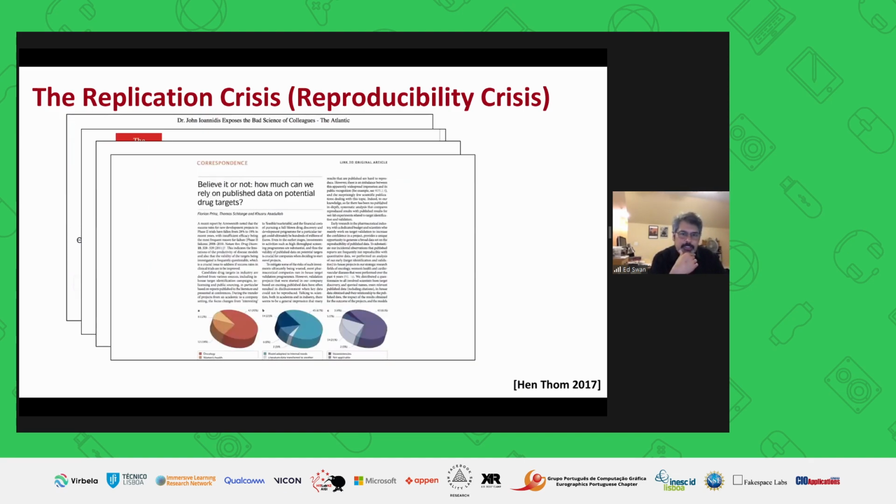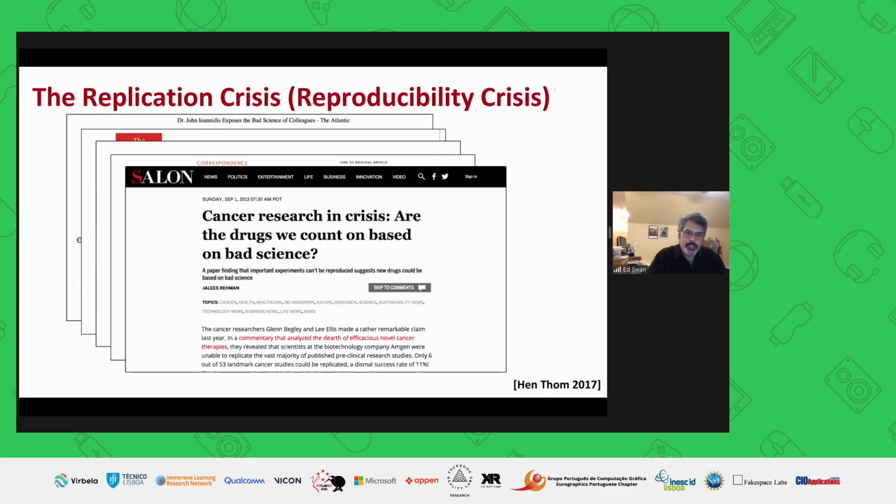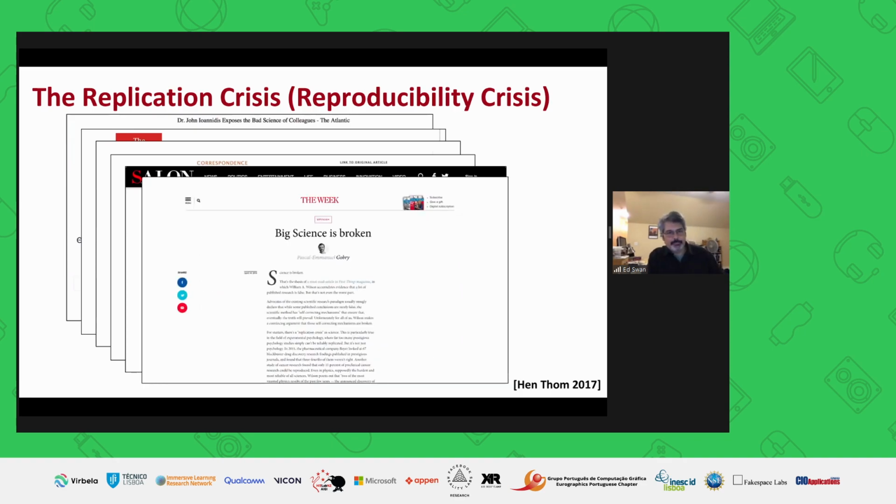And the replication crisis. Believe it or not, how much can we rely on published data on potential drug targets? From Salon, "Cancer research in crisis: are the drugs we count on based on bad science?" And then in my own scholarship in this area, this here was the most bleak and negative view that I found: "Big science is broken." So these are just examples of headlines that have appeared within the past 10 years.